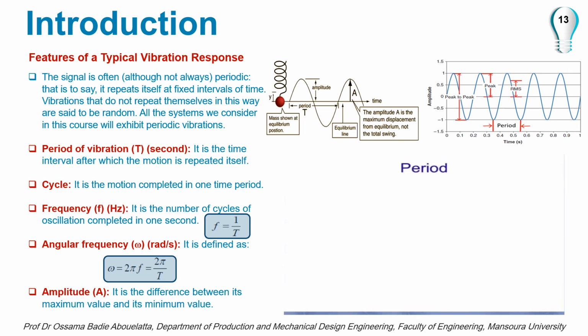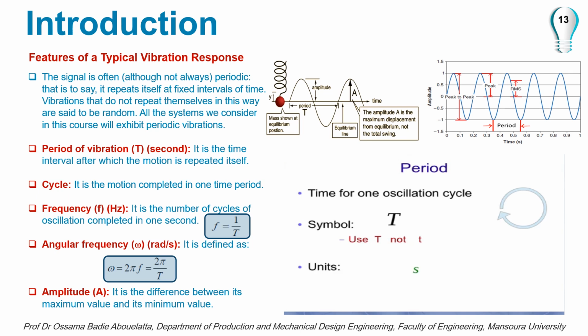Now we get to the period. The period is the time for one oscillation cycle. If I was thinking about this in terms of circular motion, which is where I first defined period, it's the time to go once around the circle. It's got a symbol of capital T, and make sure you're using capital T, not lowercase t. The units for this are going to be seconds for our standard metric unit, but it could really be any time units. You could use minutes or hours or whatever you need to express it.